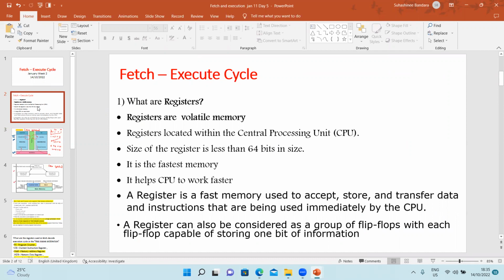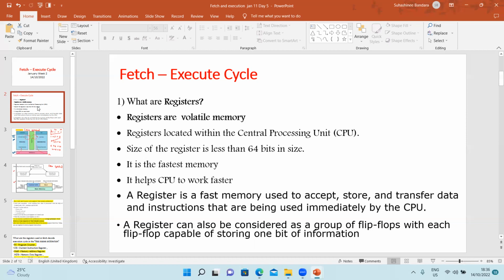Then we discussed that a register is the fastest memory used to accept, store, and transfer data and instructions that are being used immediately by the CPU. Whatever data passes to the computer should go to the RAM, then move to the processing unit, the central processing unit. It consists of the control unit, memory unit, and the arithmetic and logic unit. Normally the processing part is done with the help of the arithmetic and logic unit.